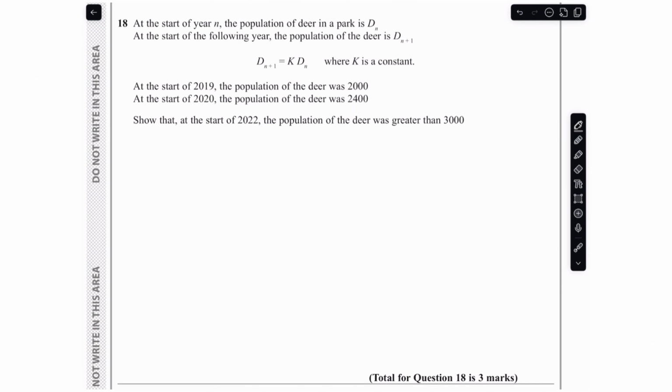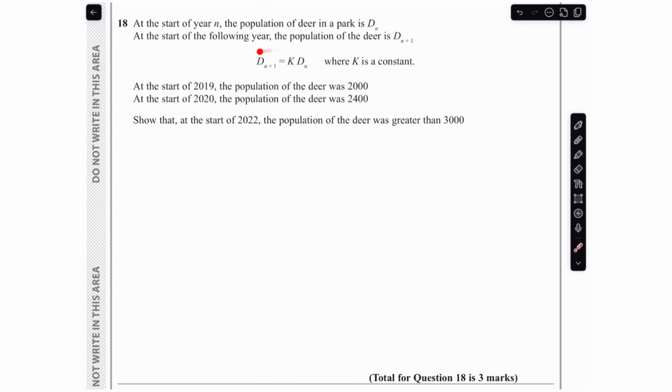At the start of 2019, the population of the deer was 2,000. At the start of 2020, the population of the deer was 2,400. Show that at the start of 2022, the population of the deer was greater than 3,000. So the first thing I'm going to do is use the information given to me in the question and substitute that into this equation.